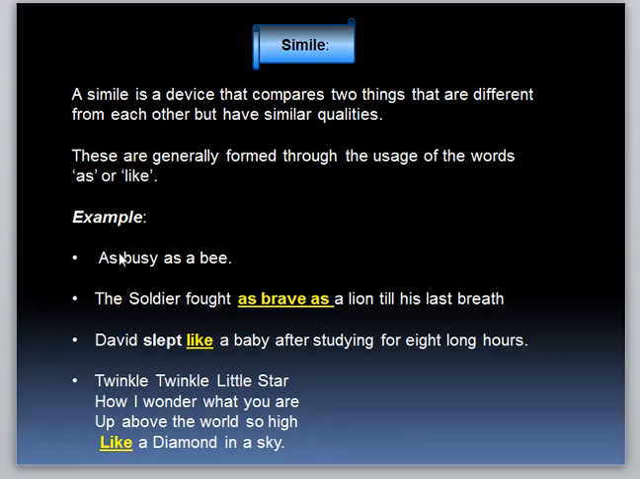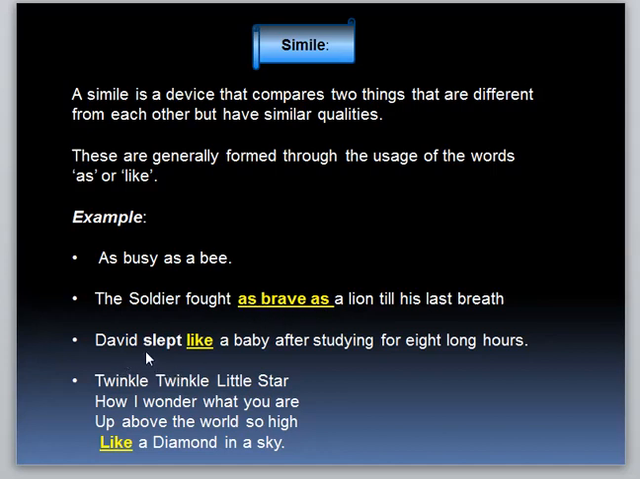So for example, we have as busy as a bee. The teacher is as busy as a bee. So you're comparing the teacher's indulgence in work to a bee: how a bee is busy working, our teacher is indulged in her work. The soldier fought as brave as a lion till his last breath. So, as brave as a lion, you have used the word as.